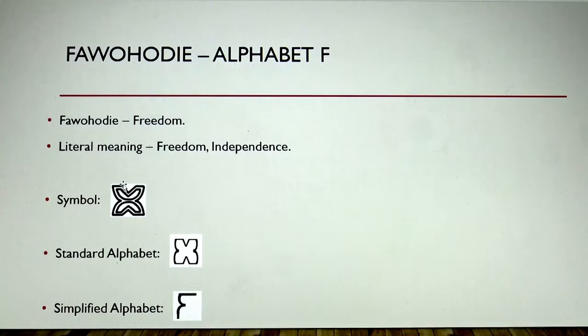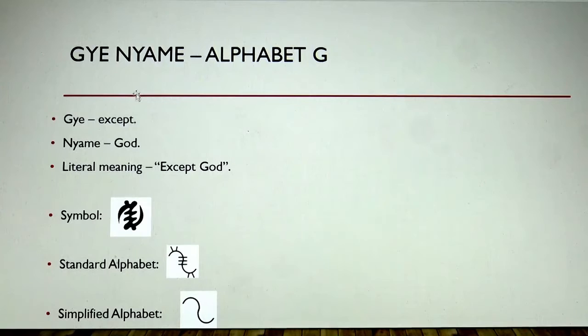Fahudie is assigned to alphabet F. Fahudie means freedom, literal meaning freedom or independence. This is the Adinkra symbol. And these are the alphabets. Gye Nyame is assigned to alphabet G. Gye except, Nyame God. This is the Adinkra symbol. Literally means except God. These are the alphabets.